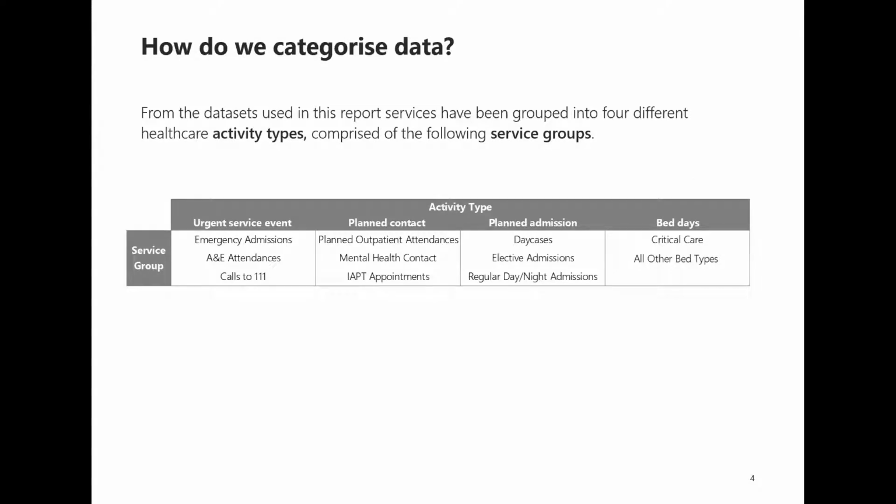In our linked data, we have grouped activity into 4 different activity types, which we use throughout our reports. So, urgent service events, planned contacts, planned admissions, and bed days. And within these, there are a range of services included. So urgent service events, for example, includes emergency admissions, A&E attendances, and 111 calls.